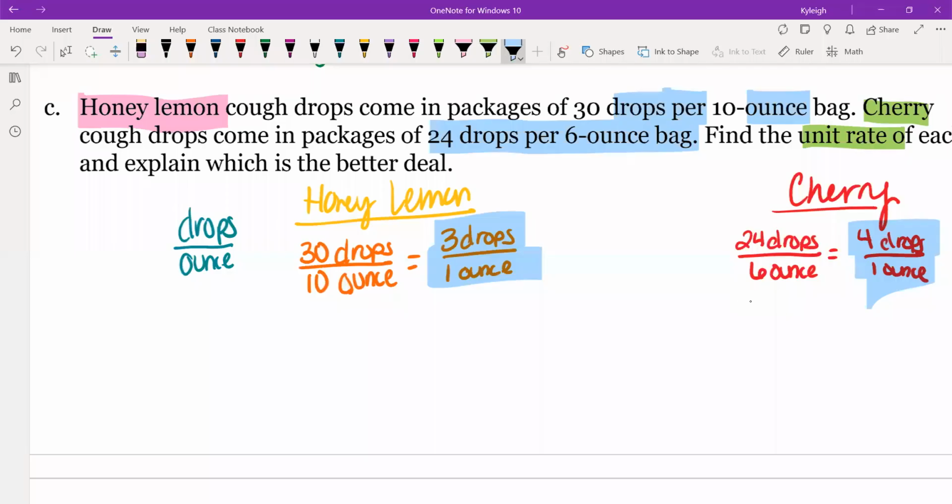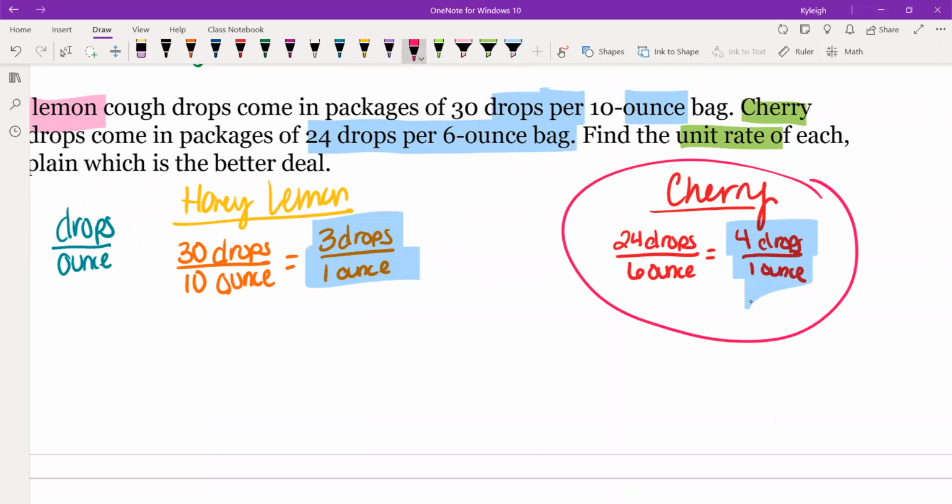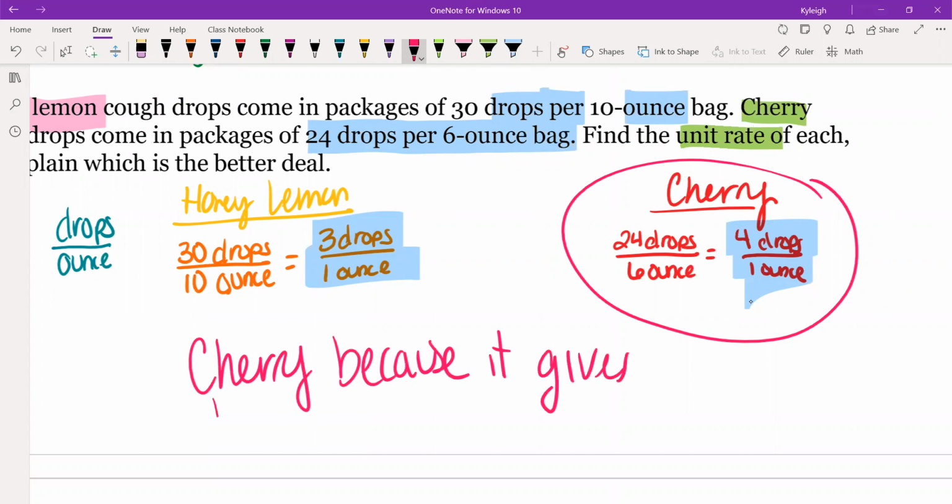All right, so if we look at these, honey lemon is 3 drops per ounce and cherry is 4 drops per ounce. If I want the better deal, which one am I getting more out of? Well, I'm getting more out of the cherry, right? Because it has more per ounce. So cherry, because it gives us more drops per ounce.